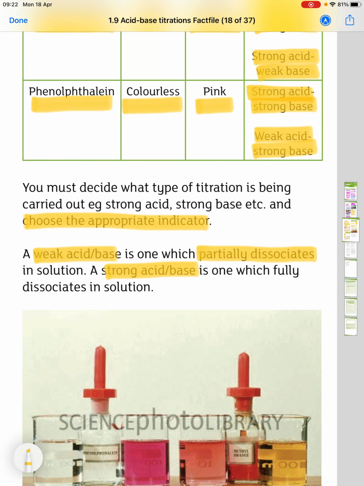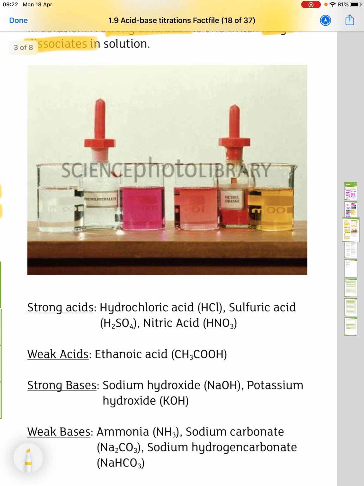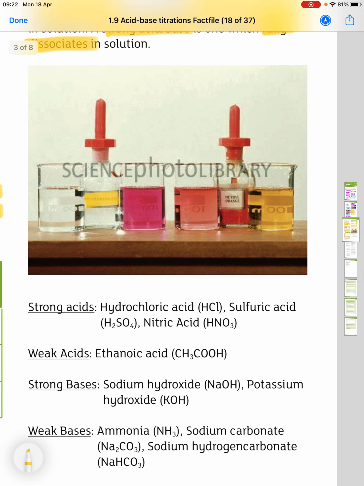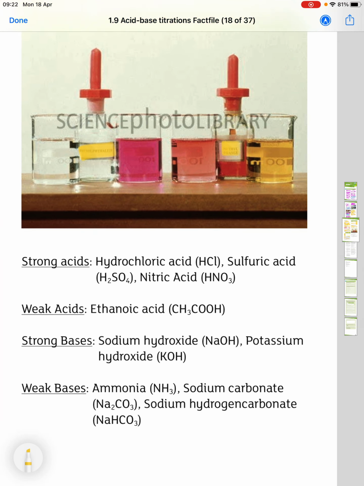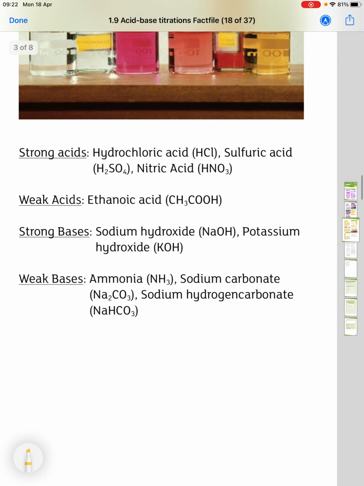A weak acid or base is one which partially dissociates in solution. A strong acid or base is one which fully dissociates in solution. And there are pictures here then of the phenolphthalein and the methyl orange.